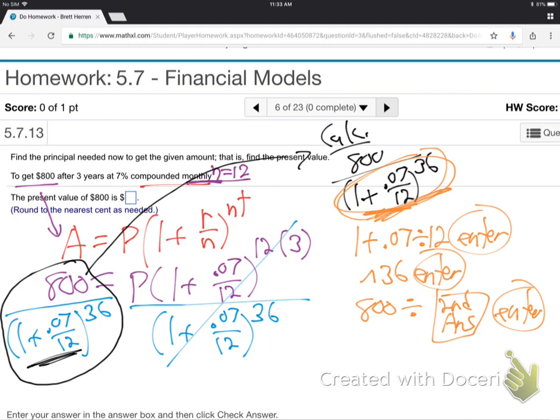So, to the power 36, 800. I'm getting 648.86. Hey, that way you don't have to worry about parentheses and stuff. There we go. What's the back part of using this one?